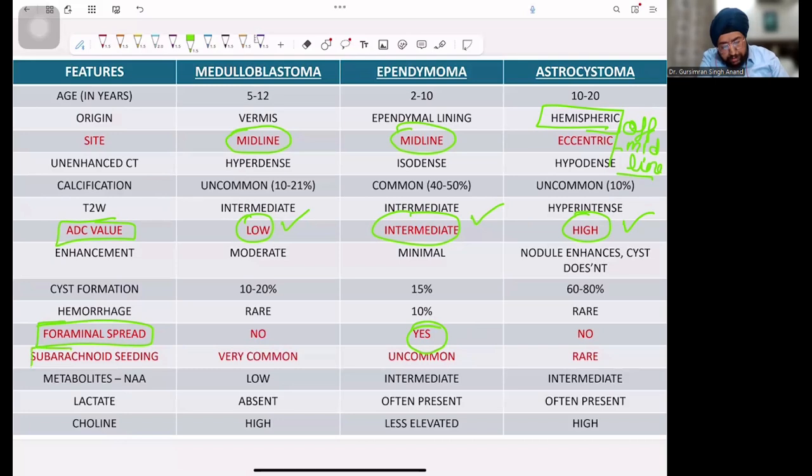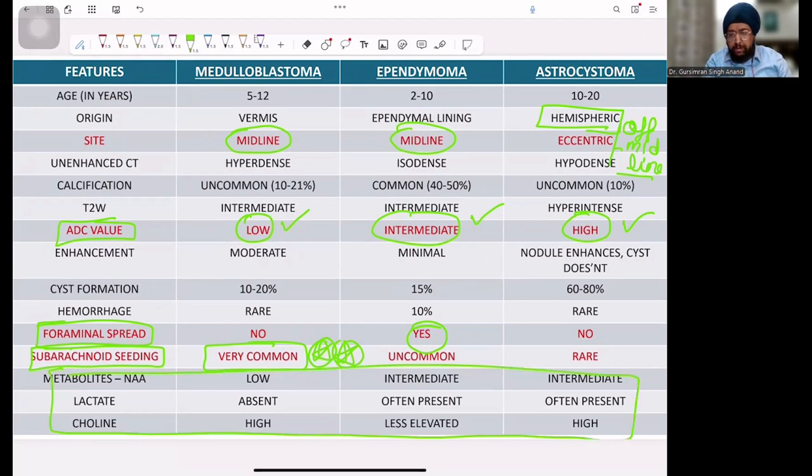Then subarachnoid seeding, which is your leptomeningeal spread, and along with that your drop metastases. They are very common and extremely important with medulloblastomas. These are very uncommon and rare with ependymoma and astrocytoma respectively. So if we have a patient with a midline posterior fossa mass and you get drop metastases, it is definitely medulloblastoma. It cannot be anything else. Then MRS usually doesn't play a very important role. But if you have it, you can apply that and take note of these metabolites, but they are usually not very important. The points labeled in red are the most important differentiating features which you should remember in your exams, at least in your practical exams. So this was all about today's OSCE. Thank you.